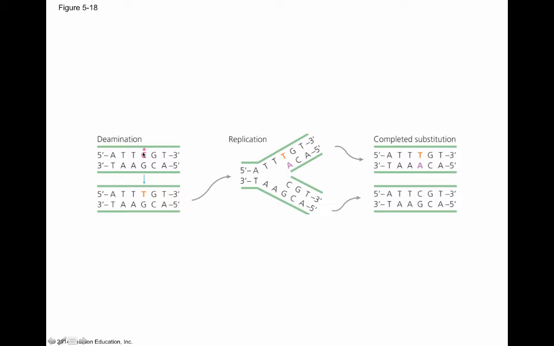So there can be deamination, the C to T. There can be insertions or deletions that happen during replication.